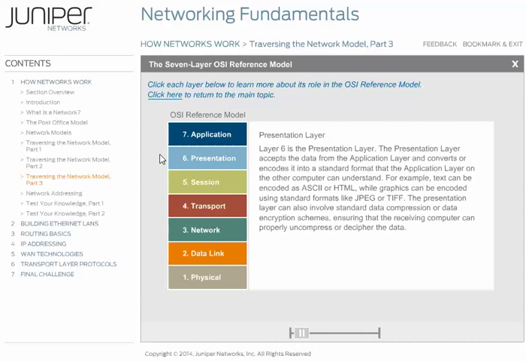Layer 6 is the presentation layer. The presentation layer accepts the data from the application layer, and converts or encodes it into a standard format that the application layer on the other computer can understand. For example, text can be encoded as ASCII or HTML, while graphics can be encoded using standard formats like JPEG or TIFF. The presentation layer can also involve standard data compression or data encryption schemes, ensuring that the receiving computer can properly uncompress or decipher the data.